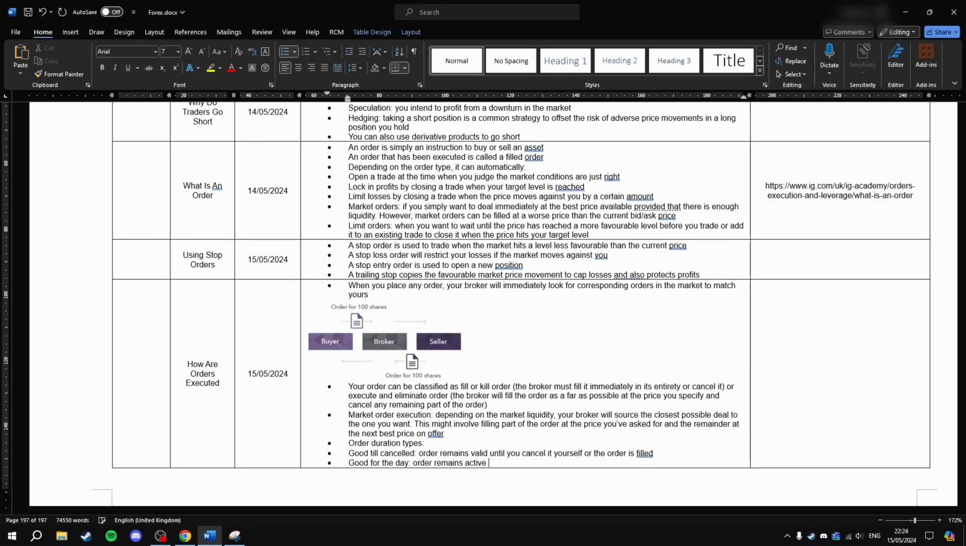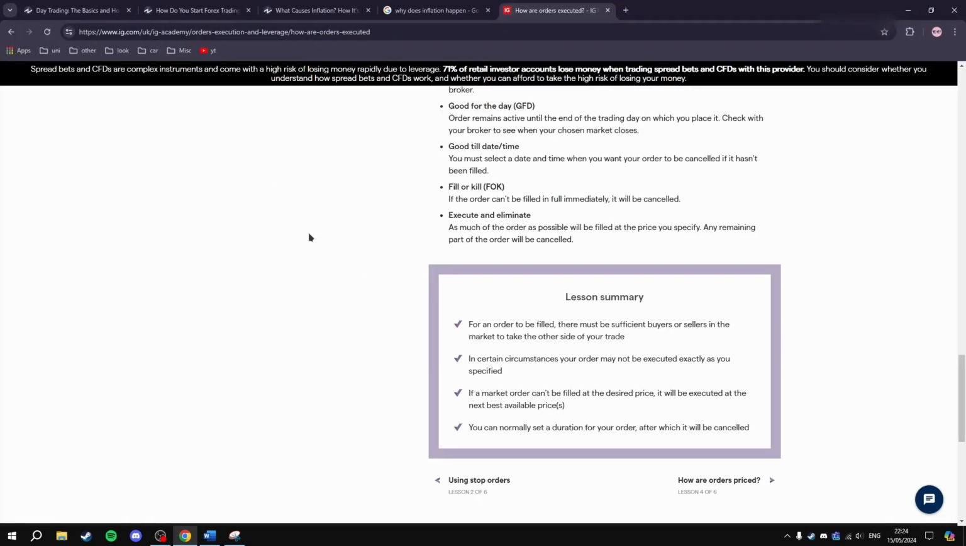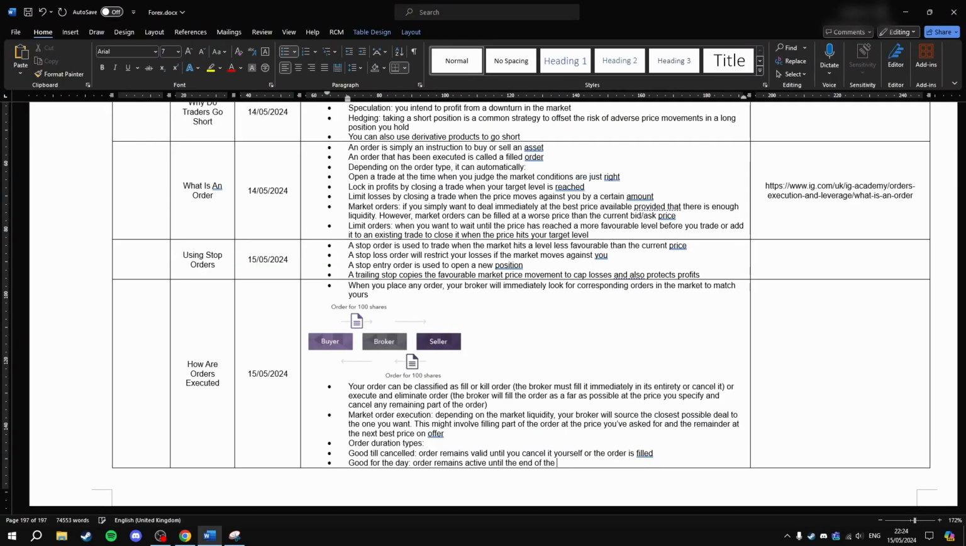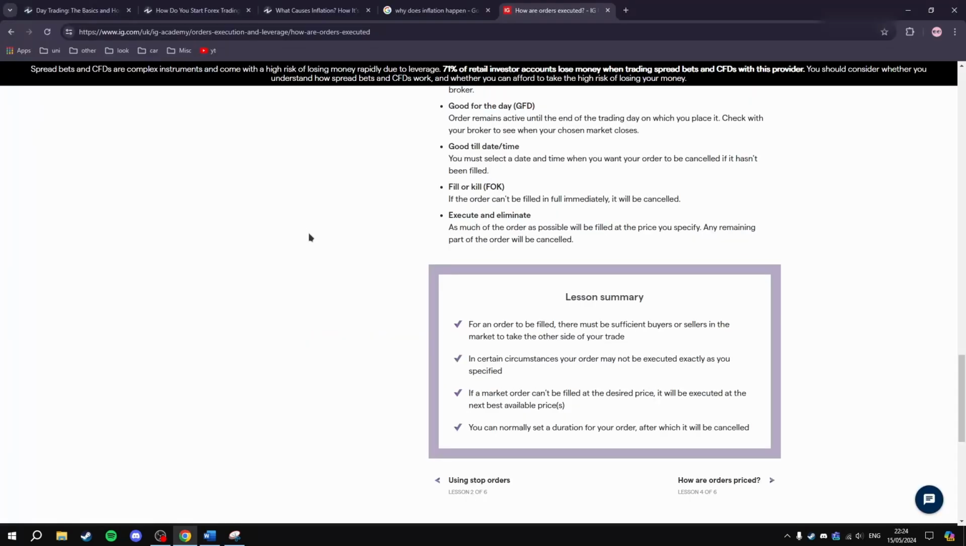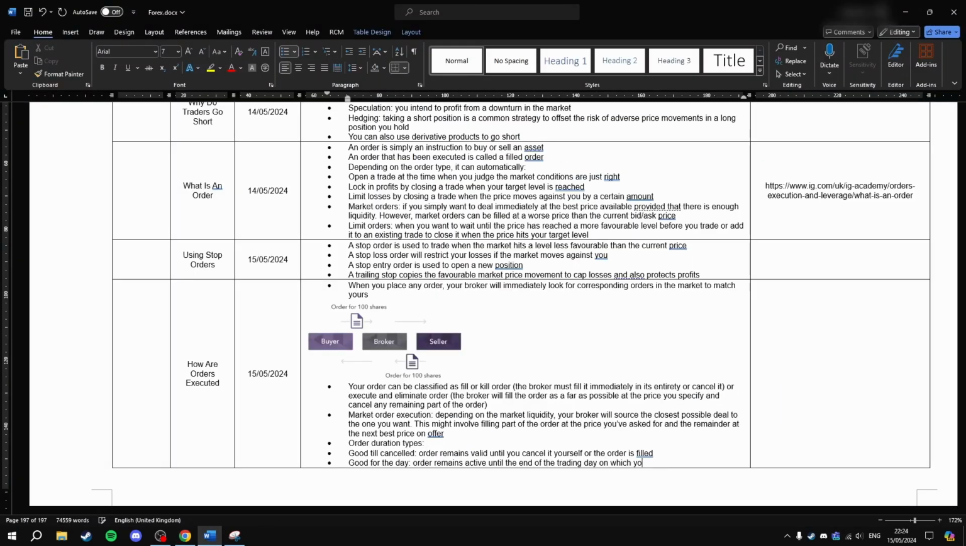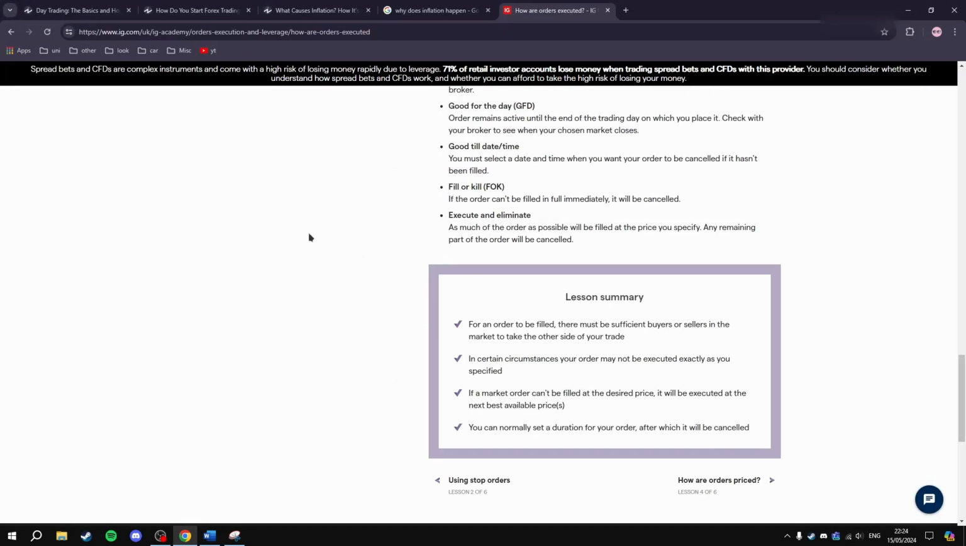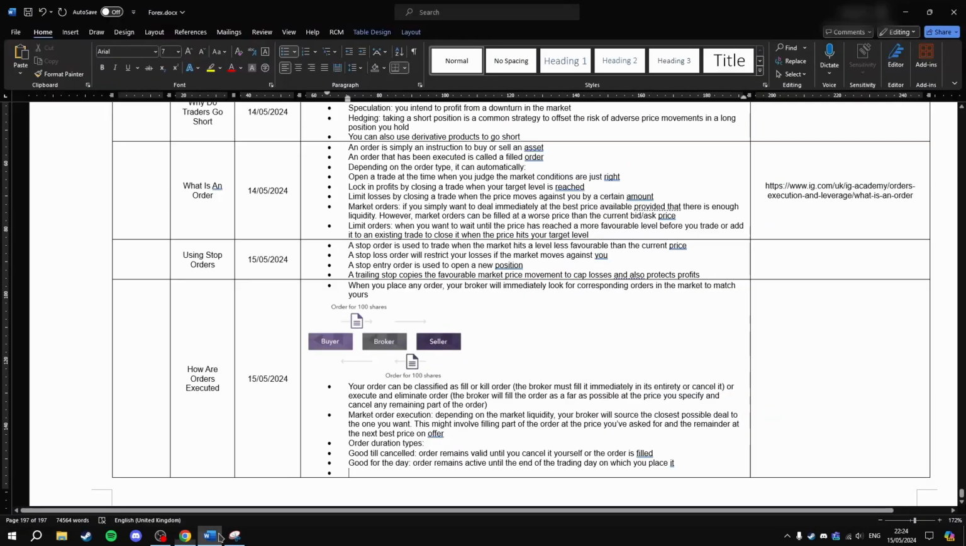Remains active until the end of the trading day on which you place it. Good till date/time.